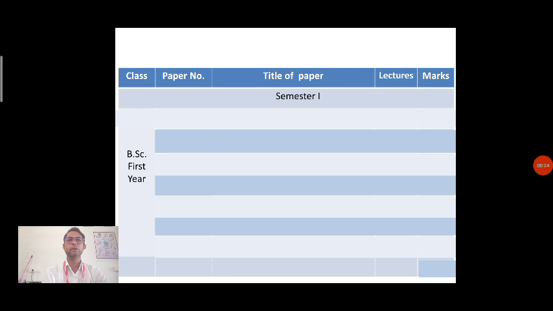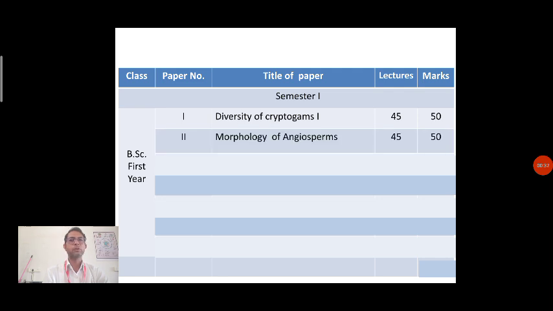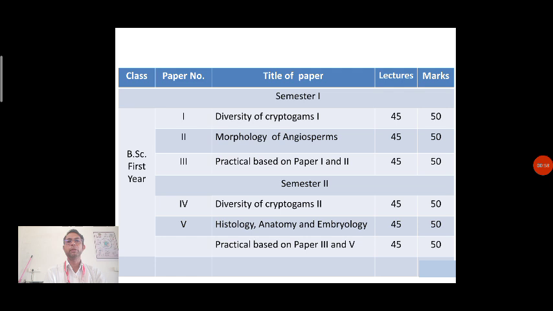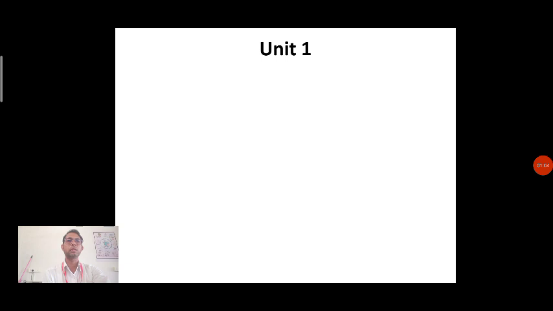So in previous lecture we have gone through the syllabus, that we know that the diversity of cryptograms is the first paper which is included in our syllabus, and morphology of angiosperm is the second paper, and based on these two different papers there will be a practical. So this is nothing but the total scenario related to the botany, and in accordance to this, another subject, that we can say skill enhanced subject, is also included in our syllabus. So I am going to talk about the diversity of cryptograms in today's lecture.